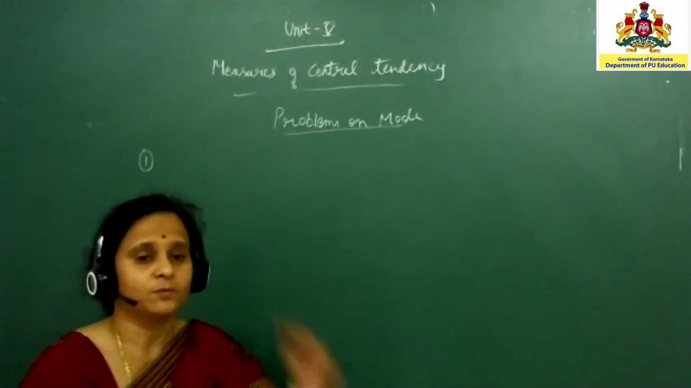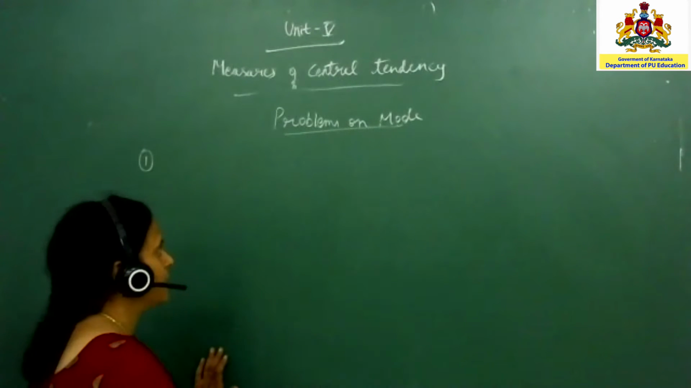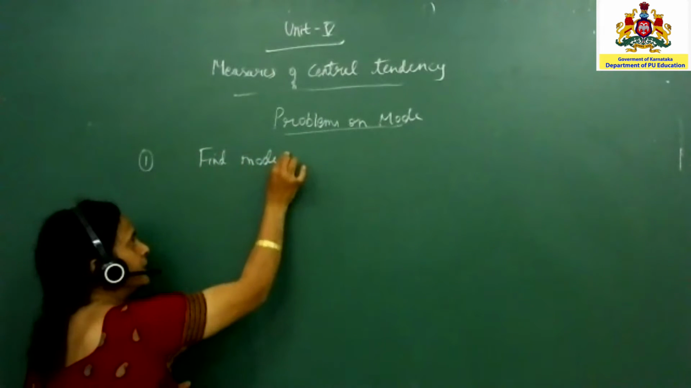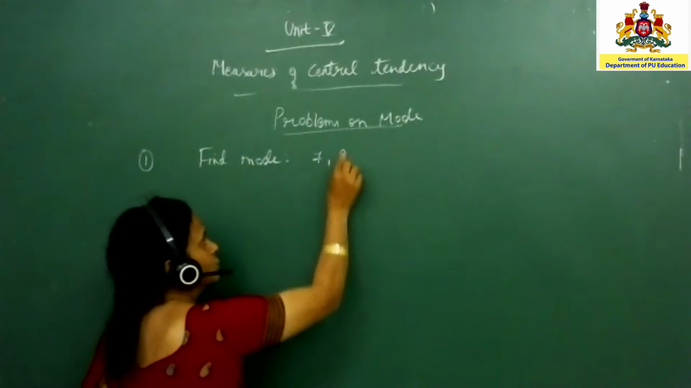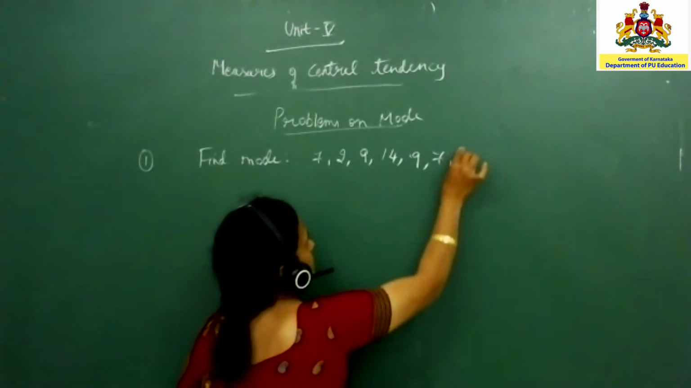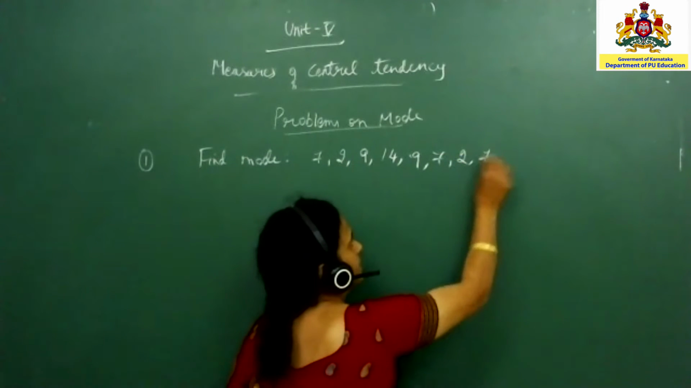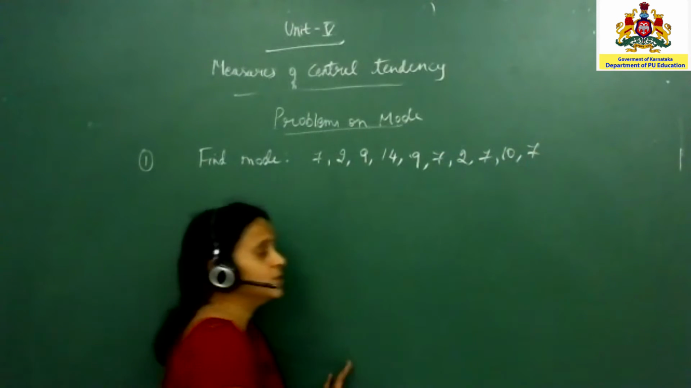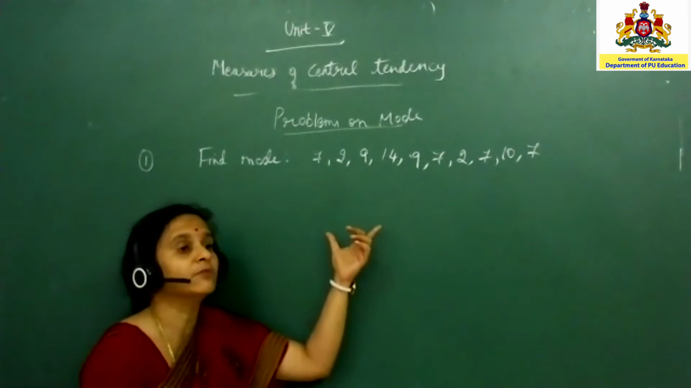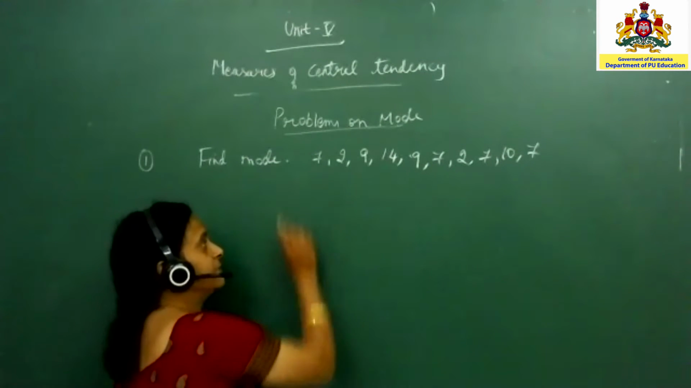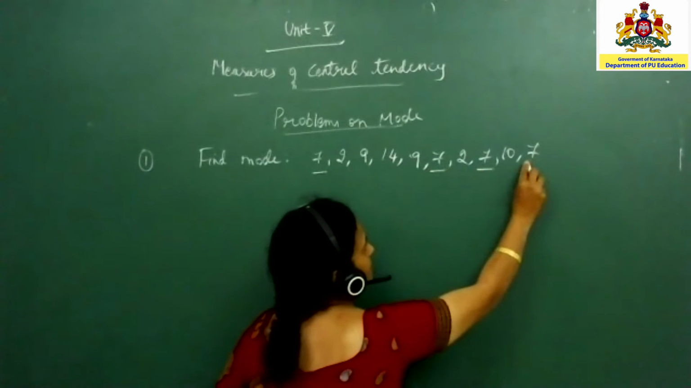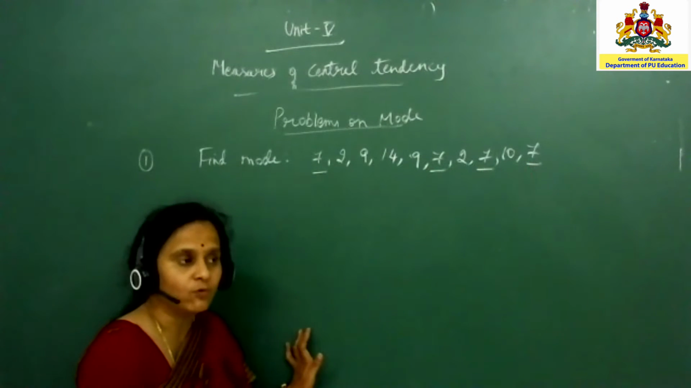Let me start with the problems on mode. Let me start with raw data. Compute the mode of the given raw data: 7, 2, 9, 14, 9, 7, 2, 7, 10, and so on. It is raw data, right? So how to find the mode? We have to observe the number of repetitions. If I take 7, it is repeated 1 time, 2 times, 3 times, and 4 times. So 7 is repeated 4 times.